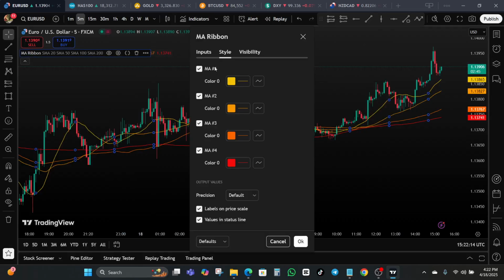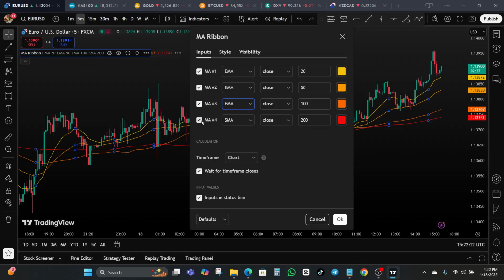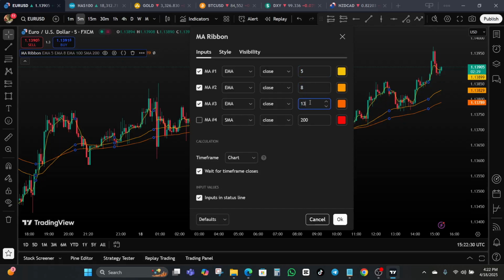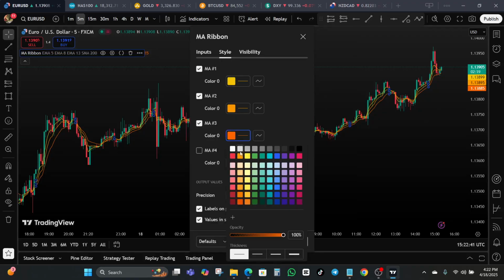Let's just modify this. Change this to EMA. Change this to EMA. Change this to EMA. This is going to be 5. It's going to be 8. This is going to be 13. And let's make this coloring more unique.